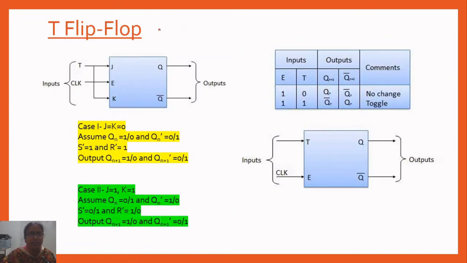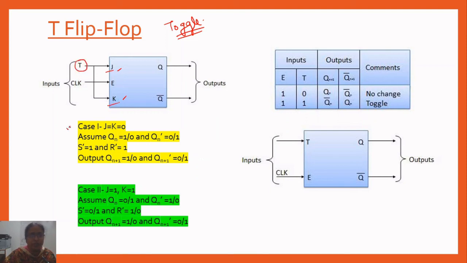Coming to the last flip flop, that is the T, that is called the toggle flip flop. As we have seen, the D flip flop, that is called the delay flip flop, is made from the SR flip flop. So the T flip flop is made from the JK flip flop by joining the J and the K input and becoming a T input.